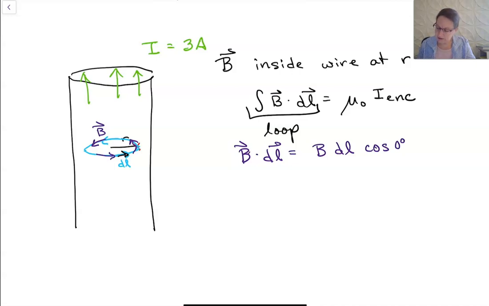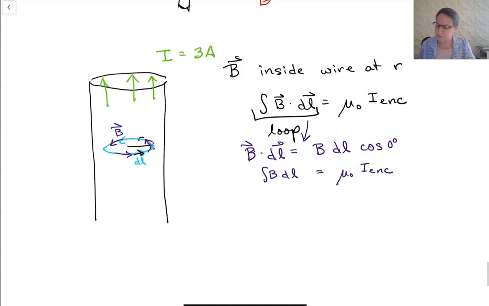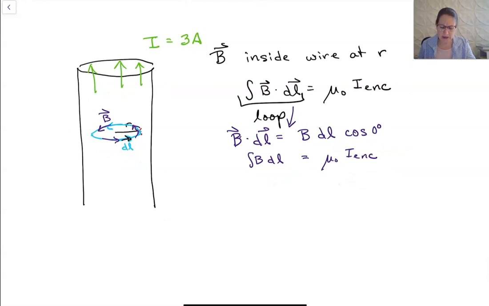So the left-hand side of the equation here just becomes the integral of B dl, is equal to mu naught I enclosed. That's the right-hand side. So I was focusing on the left-hand side of the equation. Now I can look at the right-hand side. Now the current inside, we can tell that we don't include all of the 3 amps inside. We only include some of it. And in fact, the amount we include is going to depend on this area.